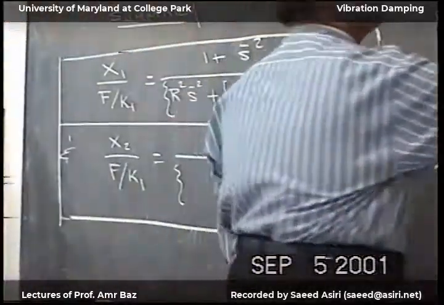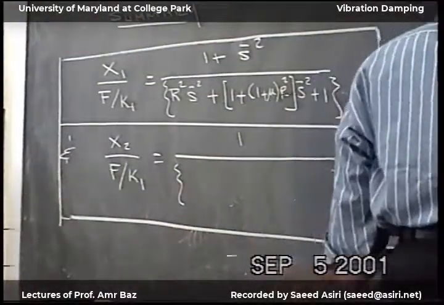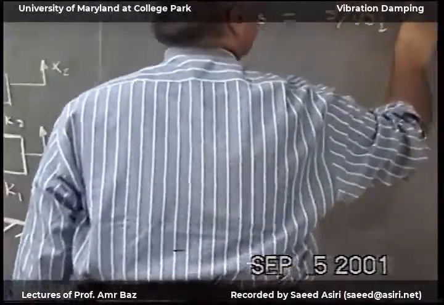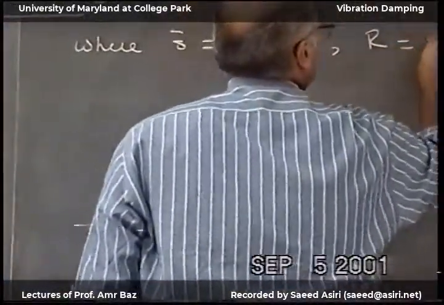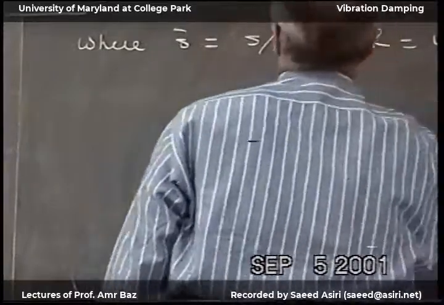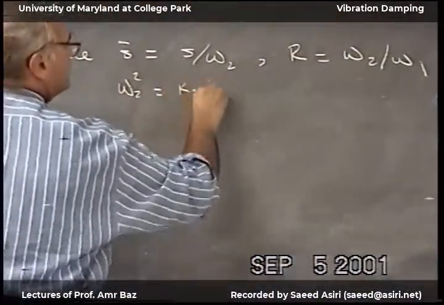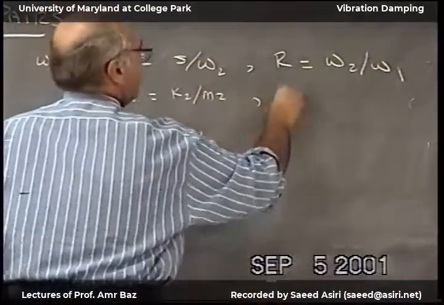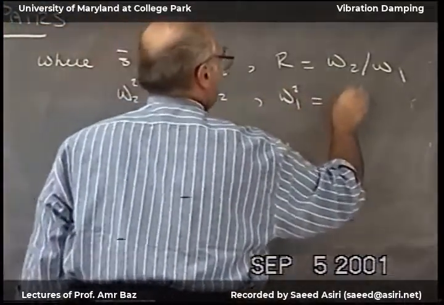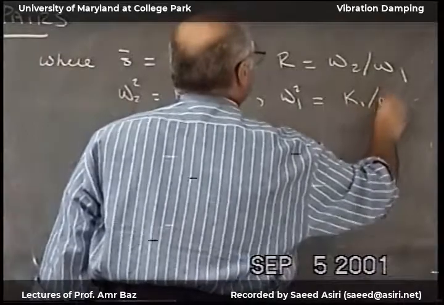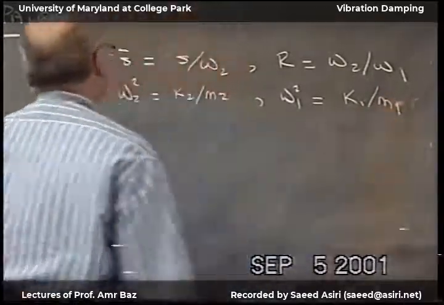And we said here where S bar is equal to the Laplace operator divided by omega 2, and R is equal to, and omega 2 squared is equal to K2 over M2, over M1.